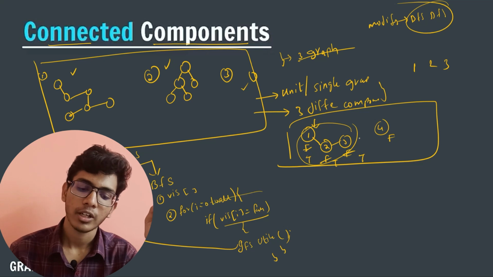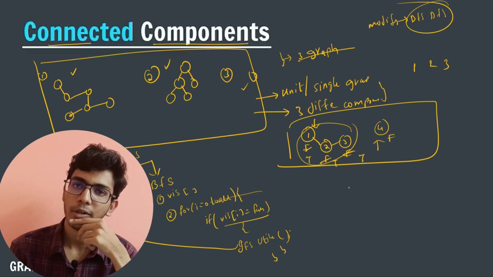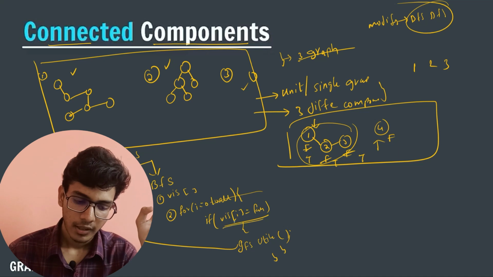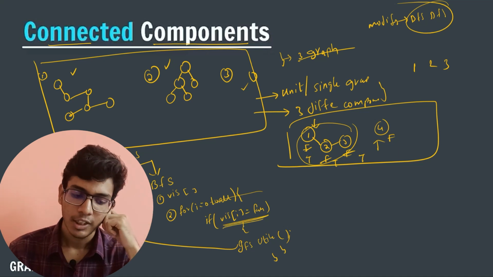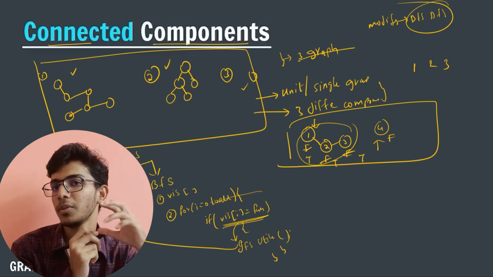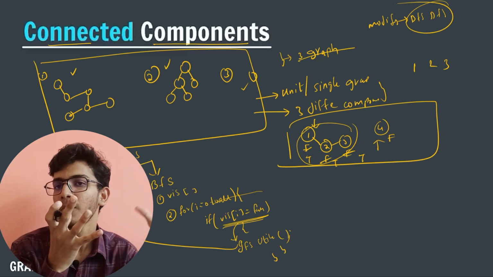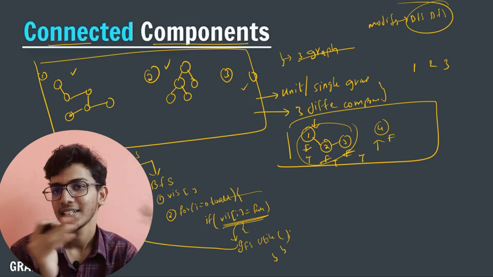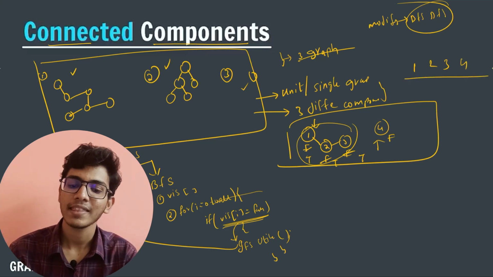I have iterated 1, 2, 3. Now I will check for the fourth node. For the fourth node, the visited of 4 is false. So if it is false, then I will call BFS utility again. I will call BFS utility and it will perform general BFS. That's all. And I will print 4 in the output screen.